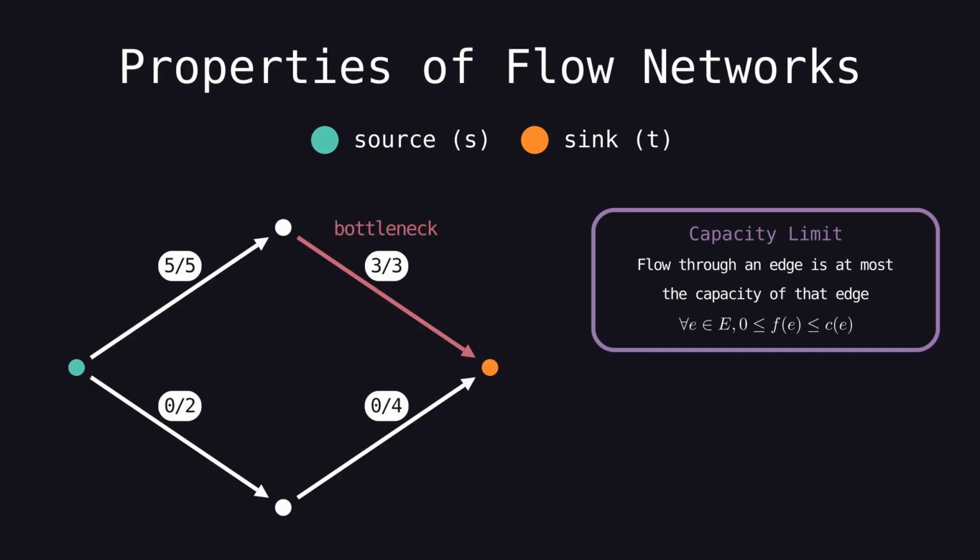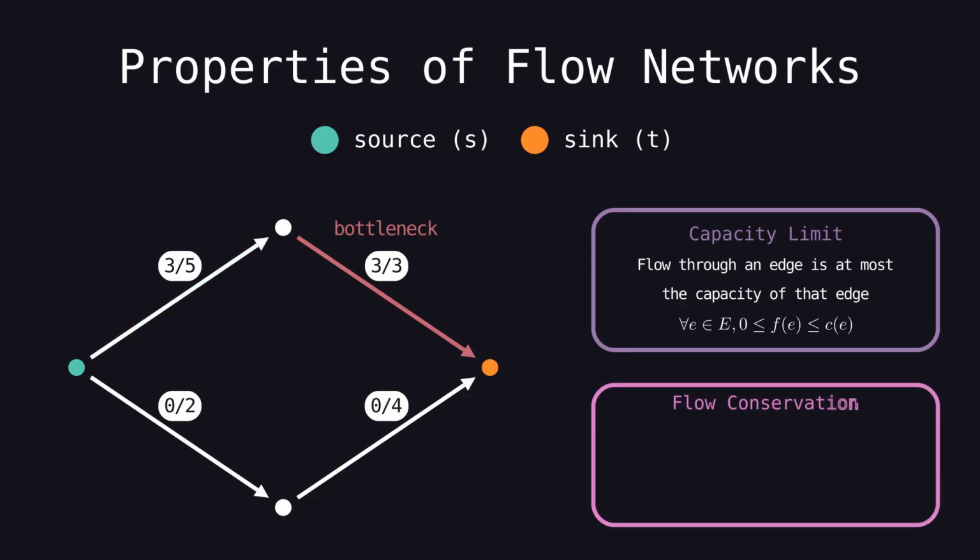The bottleneck is the edge which can carry the least amount of flow in a particular path because it restricts the flow of the entire path. So let's update the first edge in this path to be 3, because our second property is, for all nodes other than the source and sink, the flow into the node must equal the flow out.